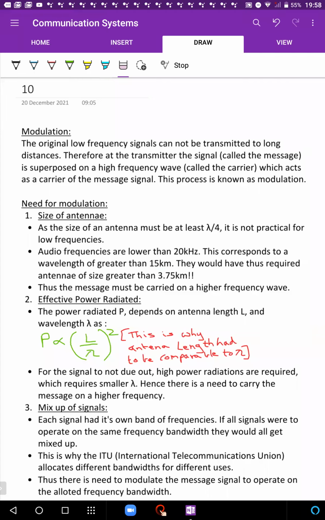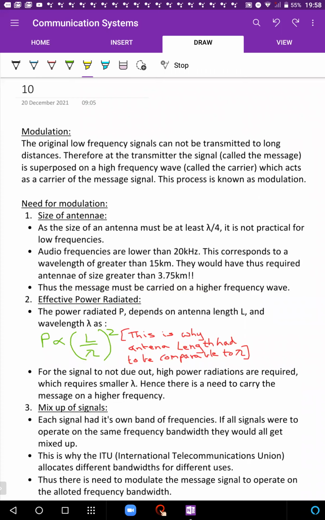Okay, so therefore there is a need for modulation. You can't just send low frequency signals easily because you need very large antennas. So this message must somehow be carried on a higher frequency wave. Like a piggyback, it somehow needs to be carried on a higher frequency wave.